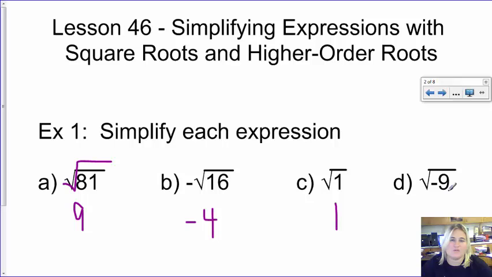I want you to think about that one for a second and see what you think the answer is, and write it down on your paper. There are a couple of different things that you could have guessed. You could have either guessed 3, or you could have guessed negative 3. Well, 3 is the square root of 9, because 3 times 3 gives us 9, but negative 3 times negative 3 also gives us 9, because a negative times a negative gives me a positive. So this one we cannot do. There's no solution. So we would just say no solution.